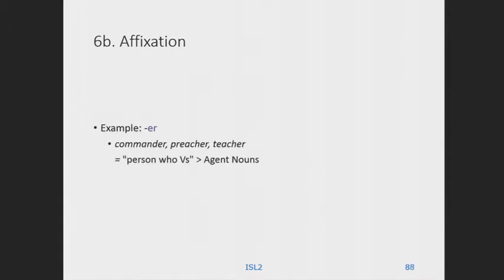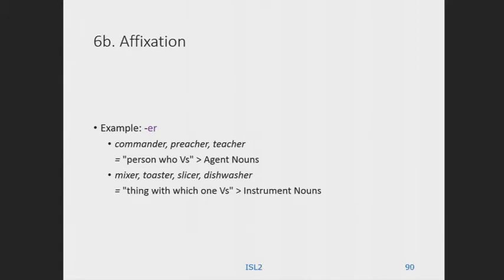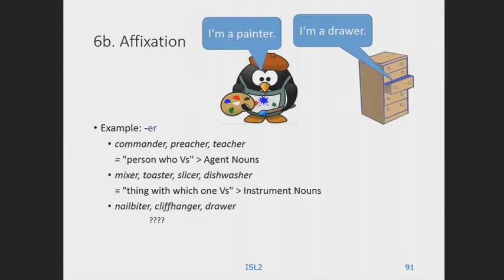-er, of course, usually gives me the person who does it. But again, it's not always as straightforward. We also have things like a mixer and a toaster and a slicer, where that's not really the person who does it, but it's the instrument, the thing with which I do it. So there's not always a straightforward relationship between them, right? The drawer is the thing that I draw out, and it's not necessarily someone who draws.